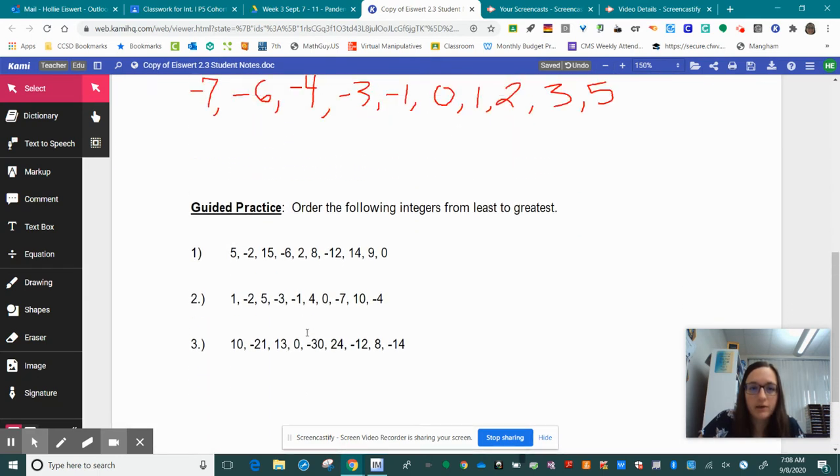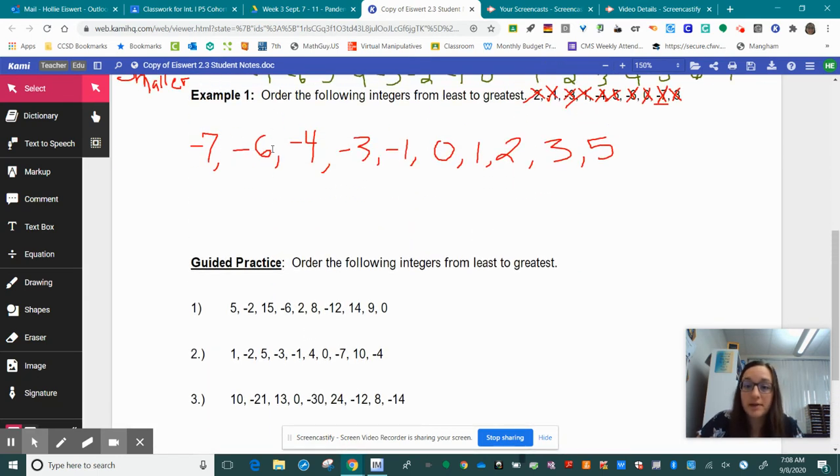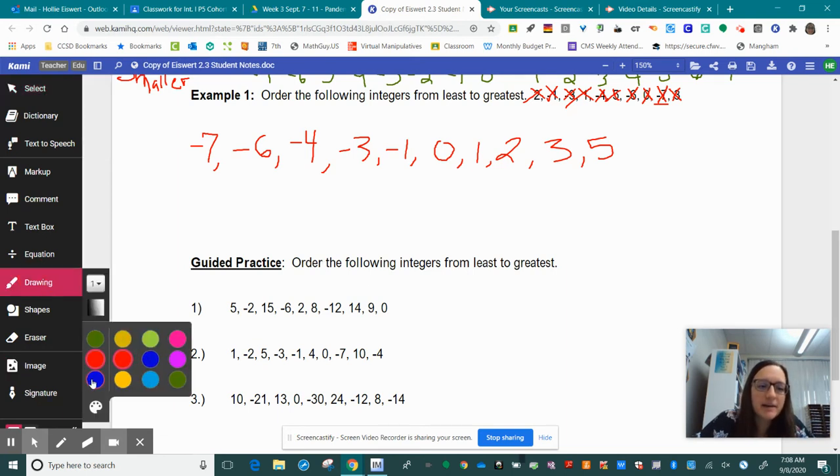All right, here we go. Now again, if you want to write it and draw it, that's fine. If you want to type it, that's fine. At this point, if you want to write it on a piece of paper, take a picture of it, send it in, that's fine too. Up to you. I'm going to draw because I'm liking it today. But I'm going to change to blue for these ones.